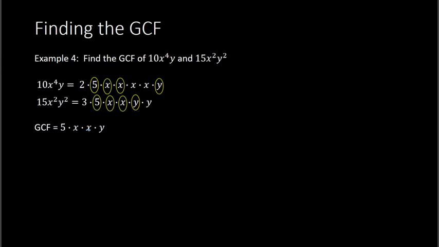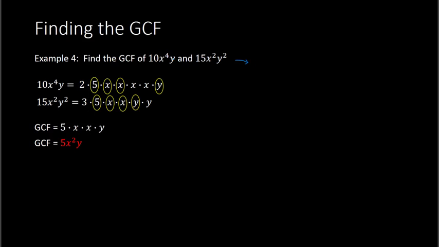And then x times x I can write as x squared. So what I have is 5 times x squared times y, which can be written like this. Now you don't need to actually write out the variables every time, but it's helpful to maybe think through that process at least.